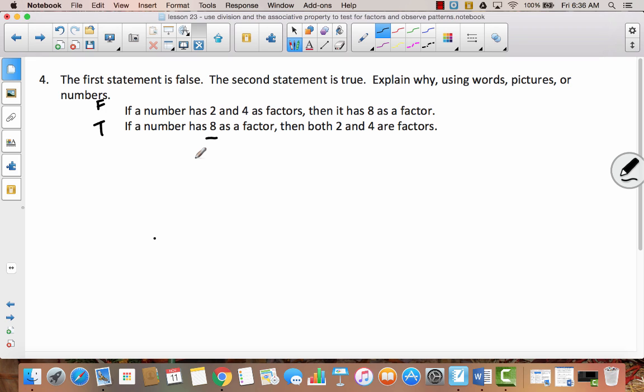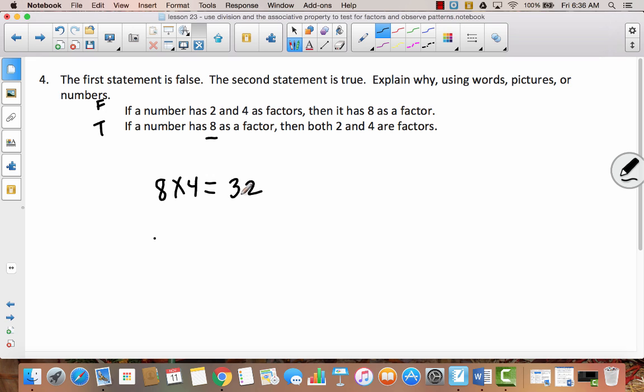Do you know any number that definitely has 8 as a factor? All you have to think of is anything times 8 is going to have 8 as a factor. So what if we did 8 times 4? 8 times 4 is 32. So that means that 32 has 8 as a factor, because when I multiply 8 times 4, it gives me 32. So we know that this number has 8 as a factor.